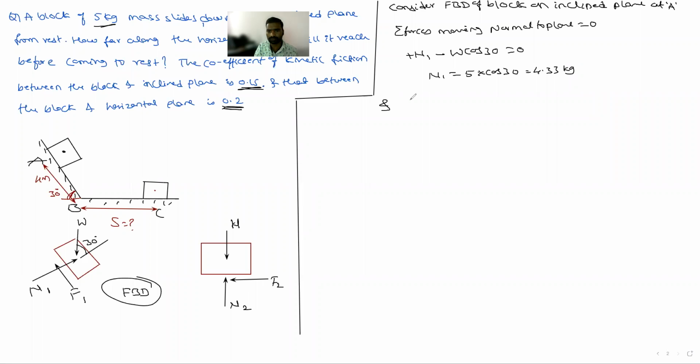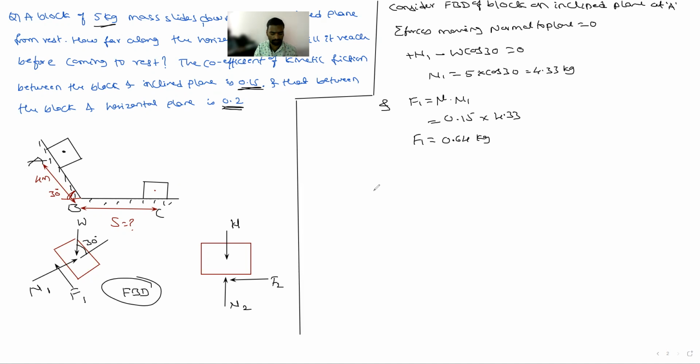Next, how to find F1? F1 is equal to nu times N1. What is the value of nu for the inclined plane? 0.15 into N1, which is 4.33 kg. So what is the value of F1? F1 is equal to 0.64 kg. Correct? Yes.